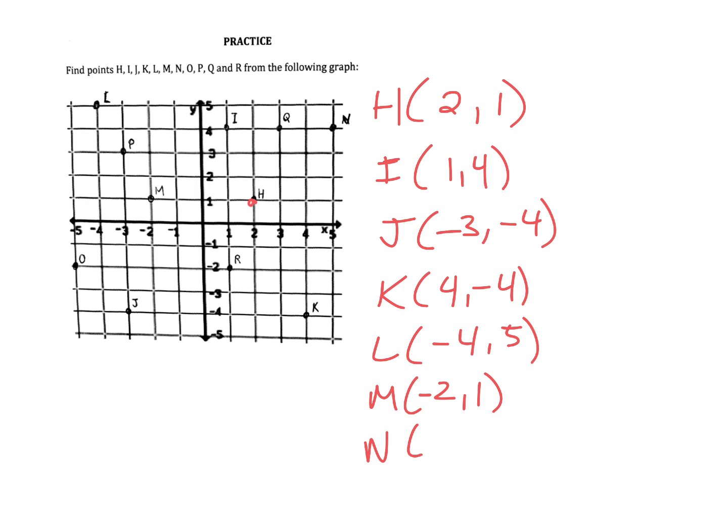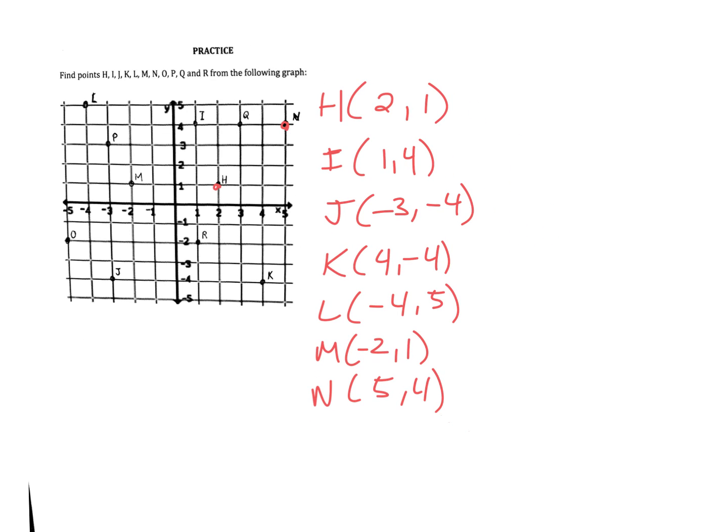N is located at, let's see over here, where's my N? N is right up here, so that's going to be 5 and +4. And let's continue with the last few. We got O. O is located at -5, -2. P. P is located at -3, +3.